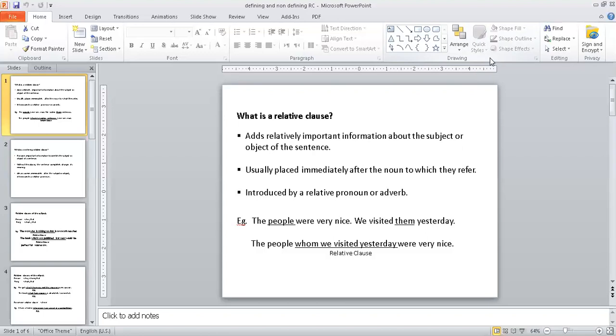Is people subject or object in the sentence? It is the object, because in the second sentence, them refers to people, so it is an object pronoun, and we in the second sentence is the subject. So we say we visited the people. لازم نحذف الضمير them بالجملة الثانية لأنه عائد على النون يلي احنا بدنا نعرفه وهو people.